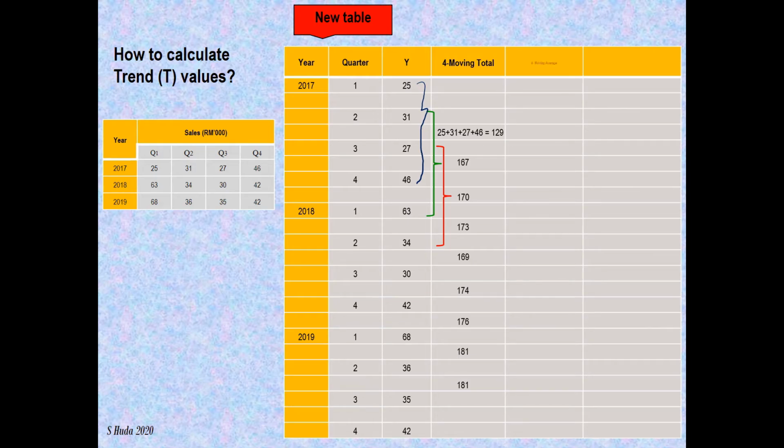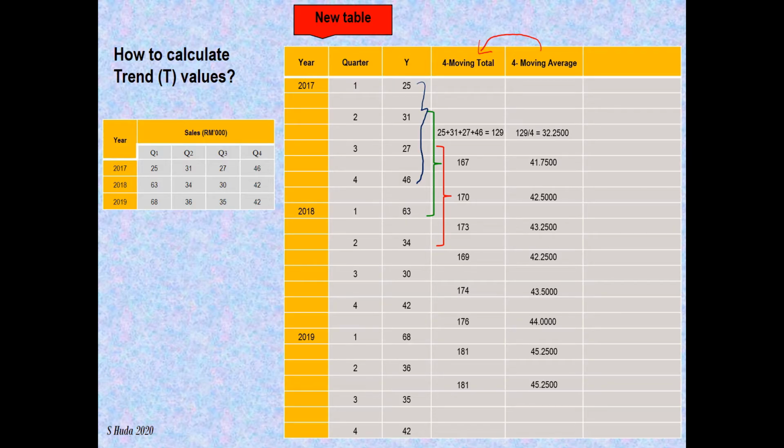Next, column number 5 is for moving average. The keyword is average. This is calculated based on the moving total. After you calculate 4 by 4, you need to divide by 4. So 129 over 4 equals 32.25.